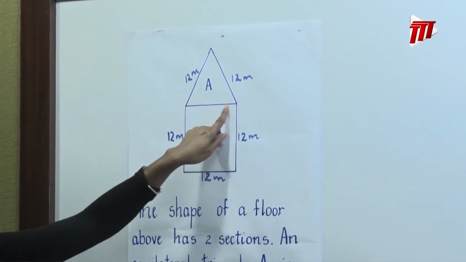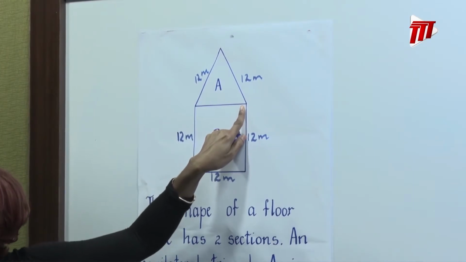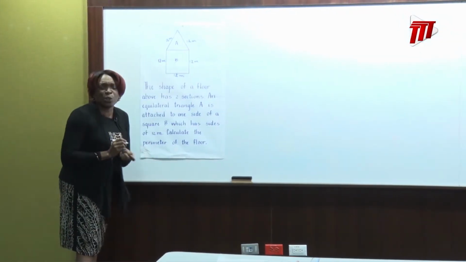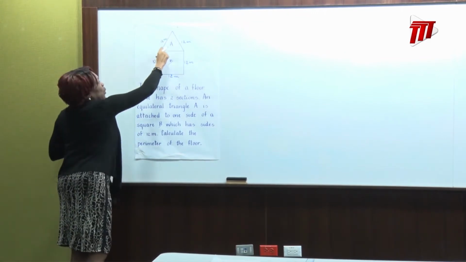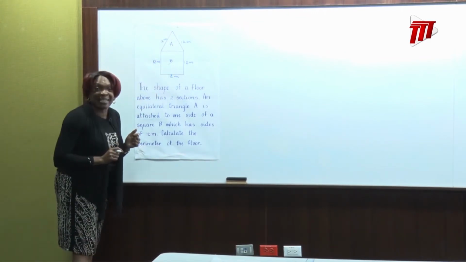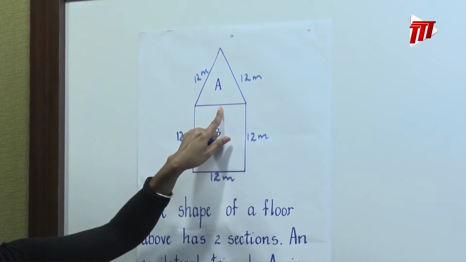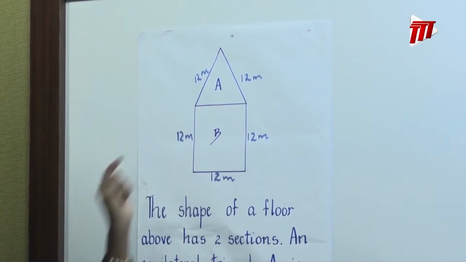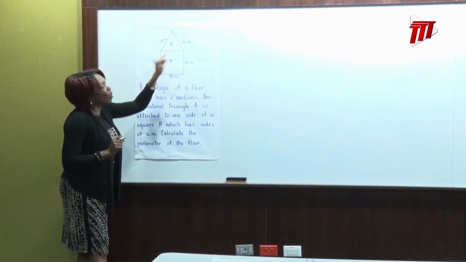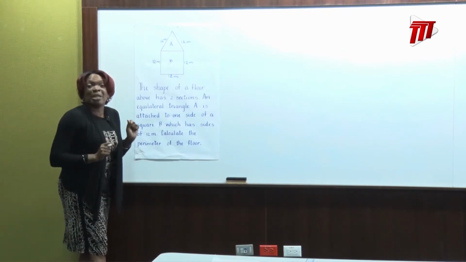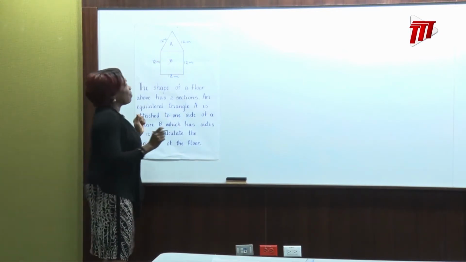Now this will also be 12 meters, but are we going to use this line here? We're not going to use that, because why? It is not included in the perimeter. So we know that it is also equal to 12 meters, but because it's not included in the perimeter of the shape, we are not counting this. So what will be the perimeter of the shape? Let's see.